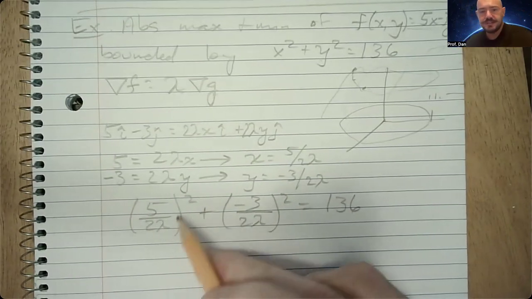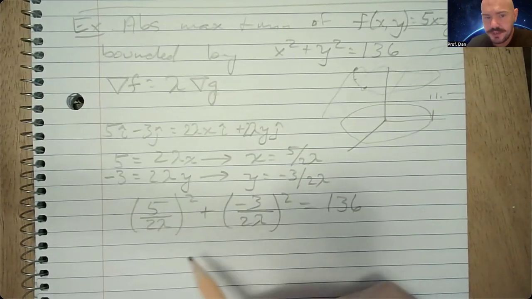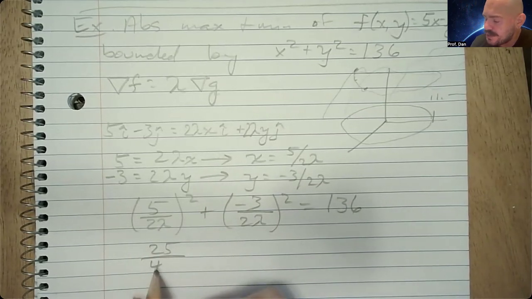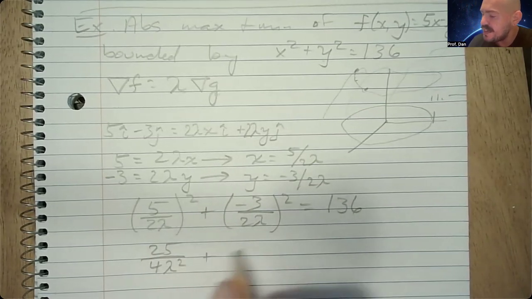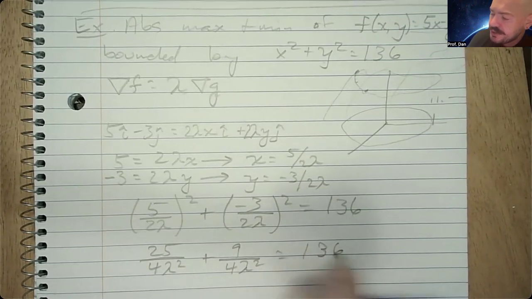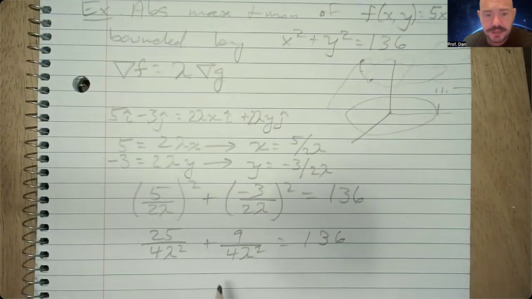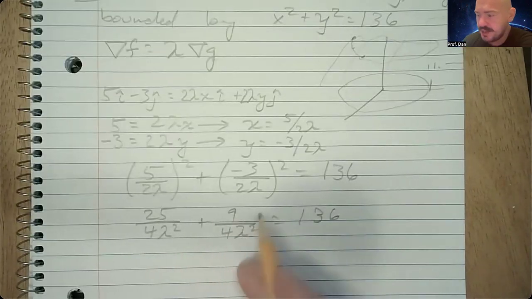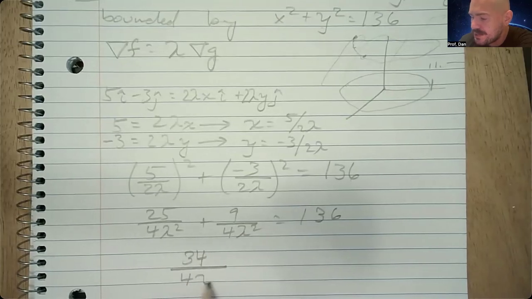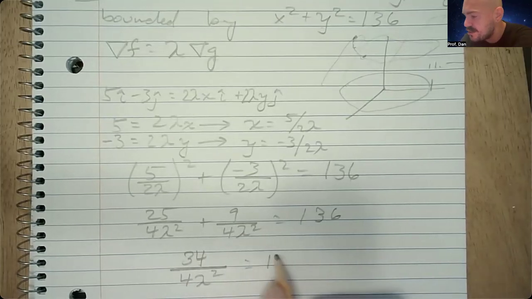Now, when I square these terms, remember a squared fraction, you square the top and the bottom. I get 25 over 4 lambda squared plus 9 over 4 lambda squared equals 136. Since these already have the same denominator, I can combine these and write it as one fraction. 34 over 4 lambda squared equals 136.